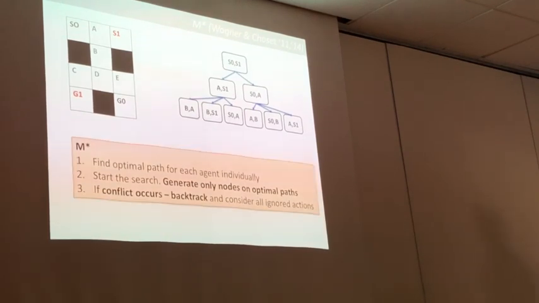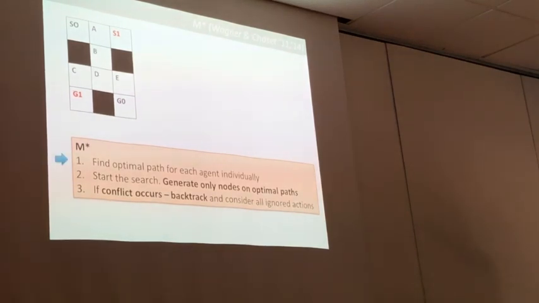Okay. If this wasn't very clear, let me show you with an example. I'm running this algorithm on this problem. First, find an optimal path for every agent. Done. So this tells me what is the preferred action for every agent in every location. Then I'm starting the search.